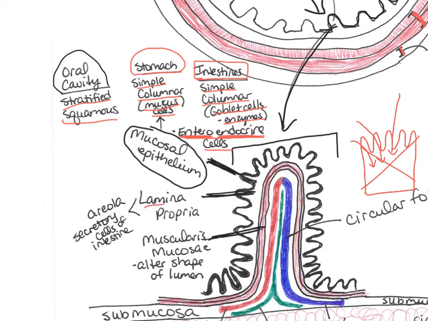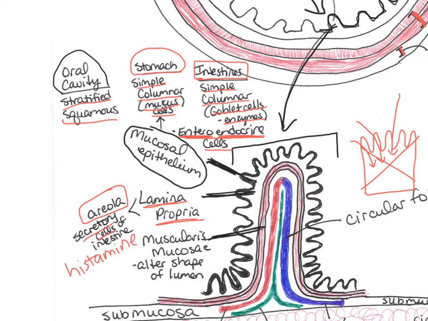Then the next deeper layer is called the lamina propria. The lamina propria is made up of areolar tissue. The lamina propria in the stomach and in the intestine contain secretory cells, and they will secrete things like histamine. So we're going to hear about how the lamina propria releases histamine.